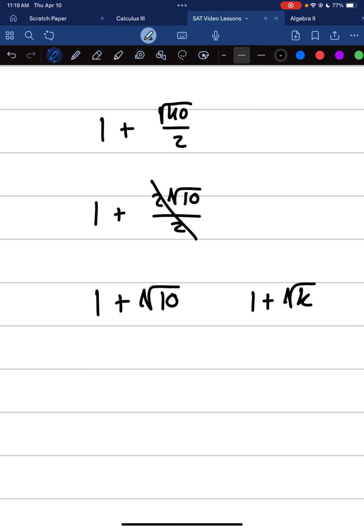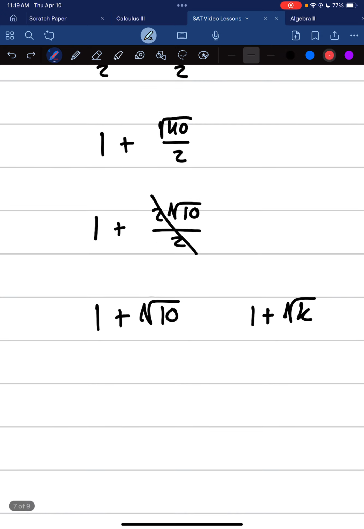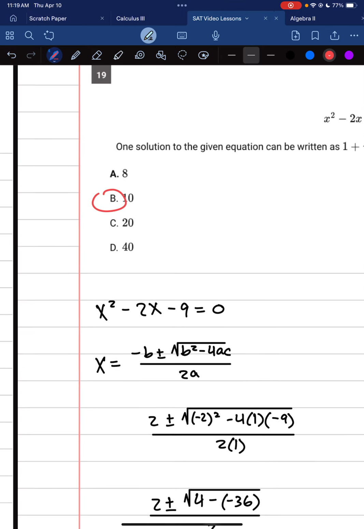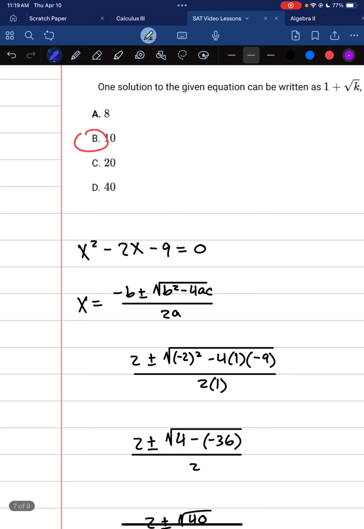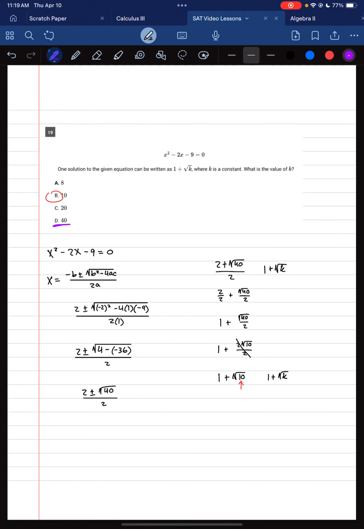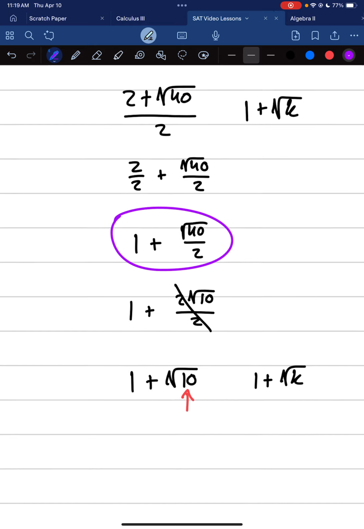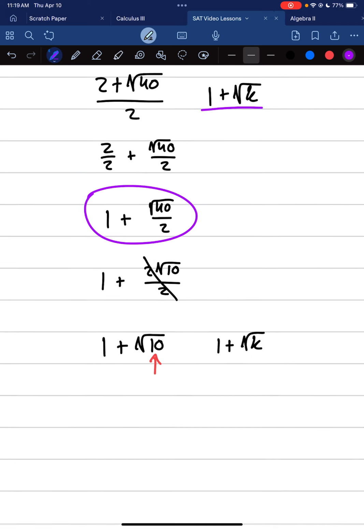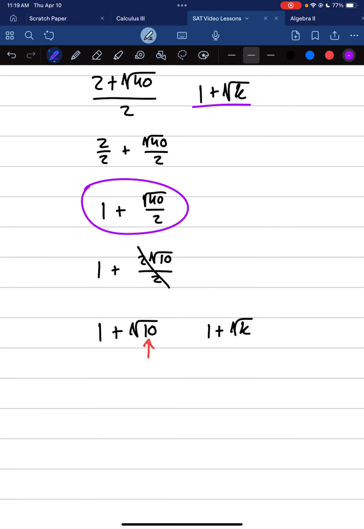They wanted 1 plus root k, and we have 1 plus root 10, so the forms match exactly, and I know that my k value is going to be 10. So that's going to be our solution. And you can see that 40 is also one of the answer choices. And you might have picked that answer choice wrong if you stopped at this point. But remember that this form of the solution is not exactly matching their solution yet. So you need to make it match exactly and then take your k value.